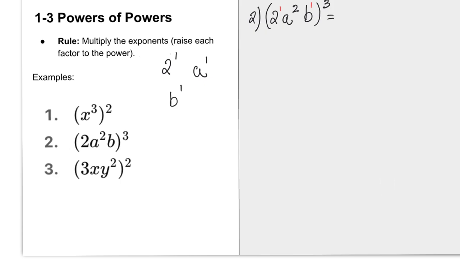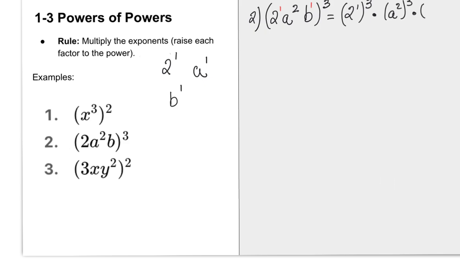2a raised to the second power and b to the first power means 2 times a to the second power times b to the first power. Okay, so let's go ahead and separate those and raise every factor to the third power. Okay, 2 to the first. I'm just writing the first for visually understanding what that means. A to the second, raised to the third power.